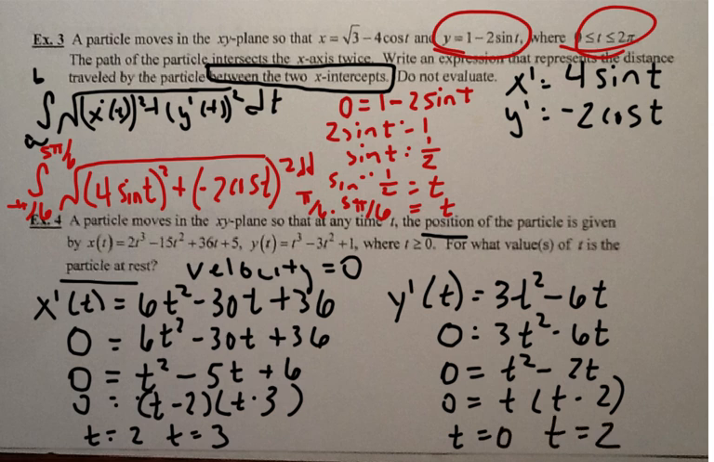So, what does this mean? Is my particle at rest at time 0, 2, and 3? No, only at the ones that they both share in common, because both the x and the y have to be motionless in order for the particle to be completely at rest. So that's only going to occur at time t equals 2.